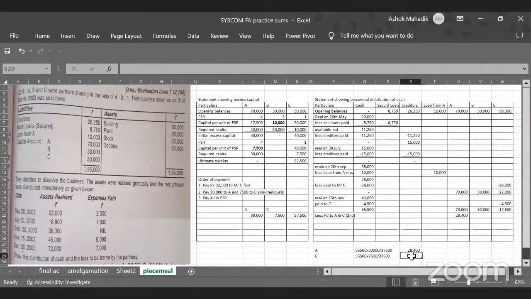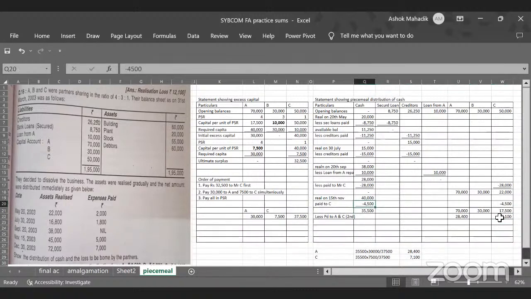And how much is C going to get? Let us calculate, students. For that person, how much cash do we have to give? 35,500 into how much he is to get, 7,500 on 37,500. So he is getting 7,100. Now let us see what is the balance left. Out of 35,500, we gave away the full 35,500 to A and C. So the cash balance left with us is 0.